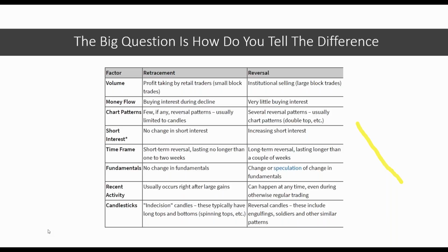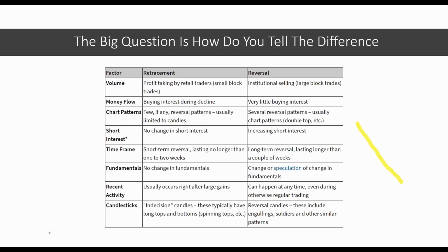So the first thing we could look at on a chart is volume. When we see profit taking by retail traders, small blocks of trades, it's usually a retracement. If we see major selling, institutional selling, huge, large blocks of trade, that's telling you it's a reversal, most likely. Money flow is very hard to see.